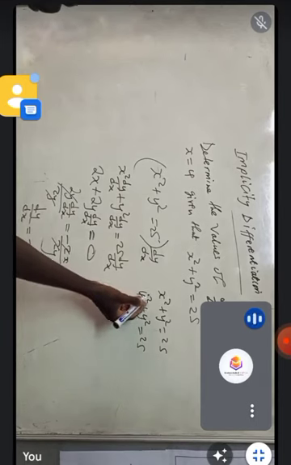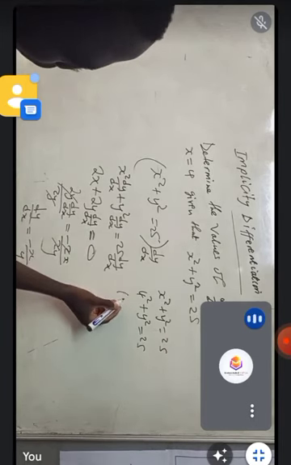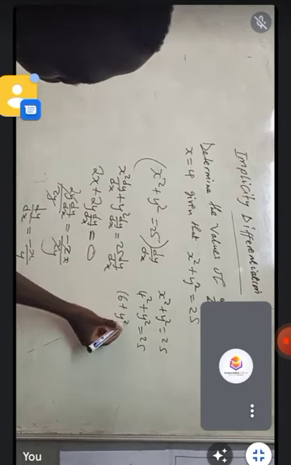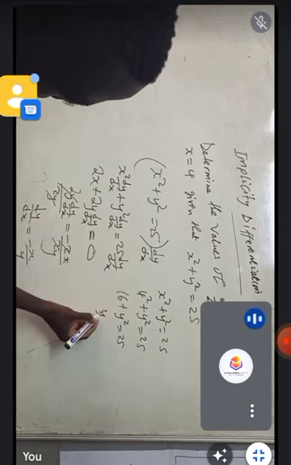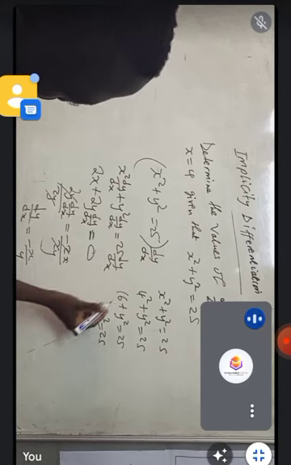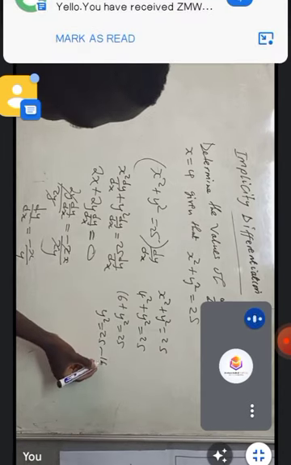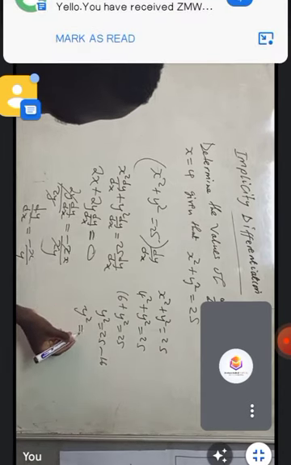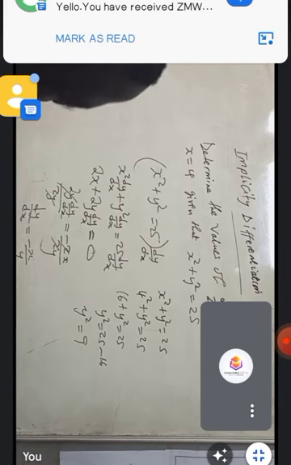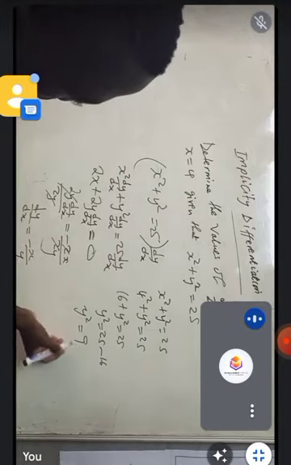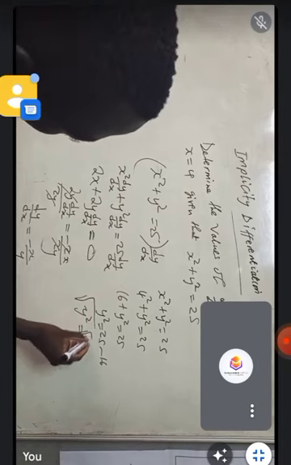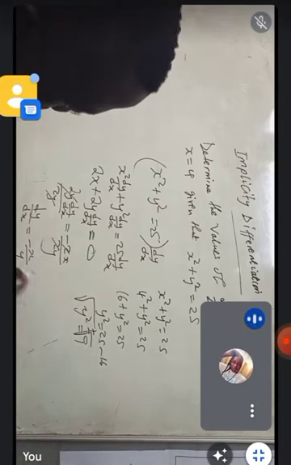So 4 to the 2, we have 16 plus y squared is equal to 25. So we want to find the value of y. We have y squared equal to 25 minus 16. Y squared is 9. Yeah, so y squared is equal to 9. Then you just square root.